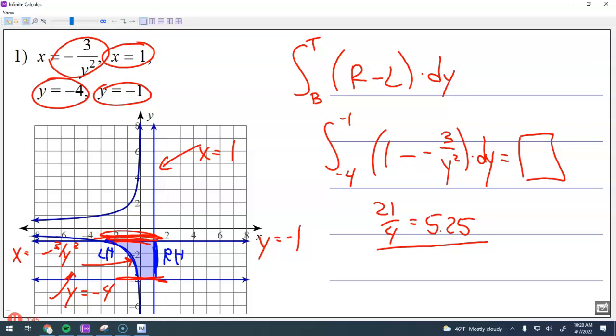Questions on number 1 here before I go on to number 2, because they do get a little tougher. They can get a little tougher. We got on 1? Yeah. Okay.